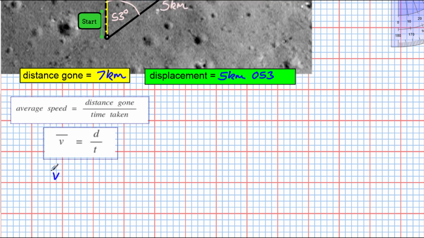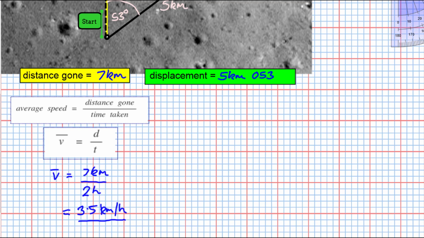So all we have to do now is fill in those numbers. So the average speed, V bar, is going to be the distance gone, which we found out was 7 kilometres, and we're going to divide that by the time of 2 hours. So 7 divided by 2 is going to give us an average speed of 3.5 kilometres per hour. There's no direction involved because average speed is a scalar.